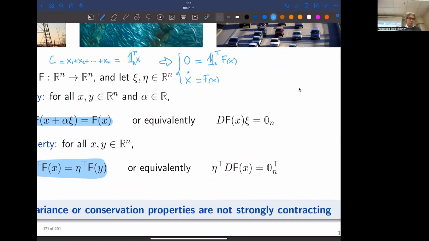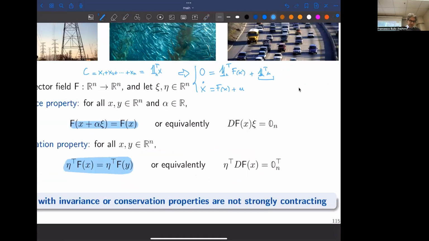Because maybe your quantity is not constant. Maybe there is an input u, which constantly throws additional commodity into the network, in which case maybe you have 1n transpose u, and provided 1n transpose u is constant, then we can still handle that problem, right?